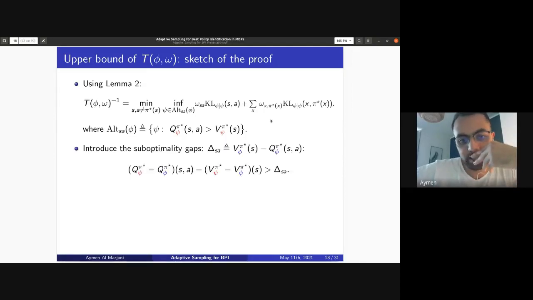Next, we introduce the sub-optimality gaps of the MDP, which are defined as follows, and we rewrite the condition above for the alternative instances as follows. The difference in Q function between psi and phi in state SA, minus the difference in the value function between psi and phi, is larger than the gap. This is just a reformulation of this condition, just basic algebra.